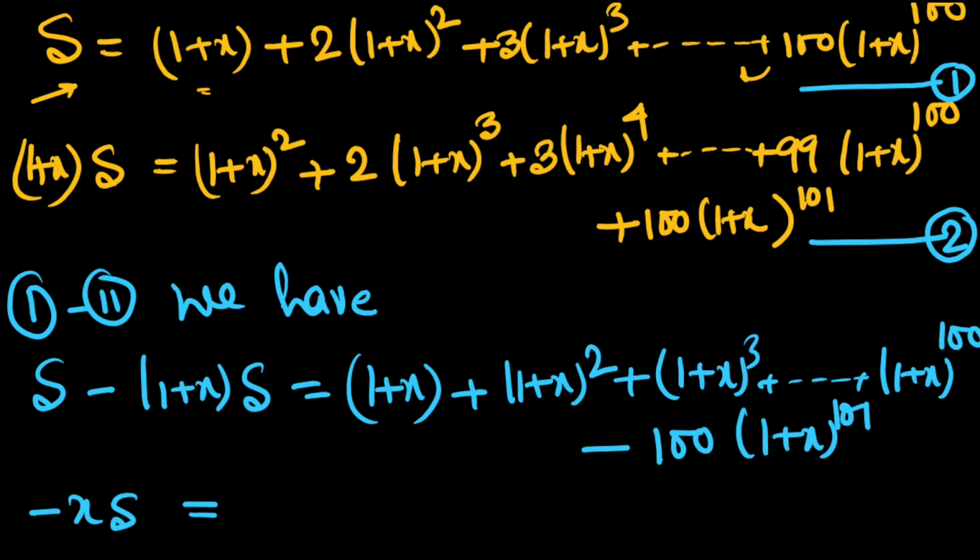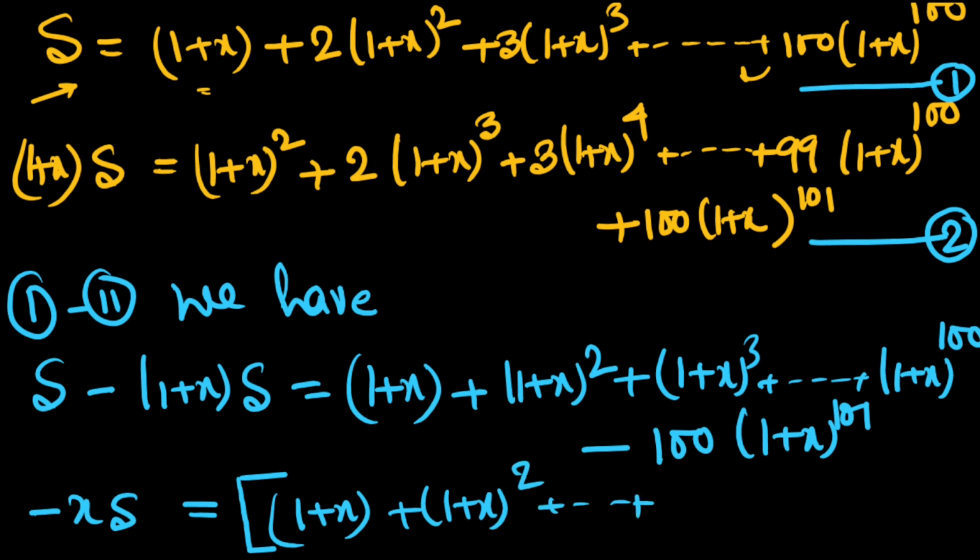On the right hand side we see (1 + x) + (1 + x)^2 up to (1 + x)^100. If we carefully see this expression, we get a GP series. The first term is (1 + x), the second term is (1 + x)^2, so we multiply by (1 + x) each time, and the common ratio is (1 + x), up to (1 + x)^100, and the last term is minus 100(1 + x)^101.